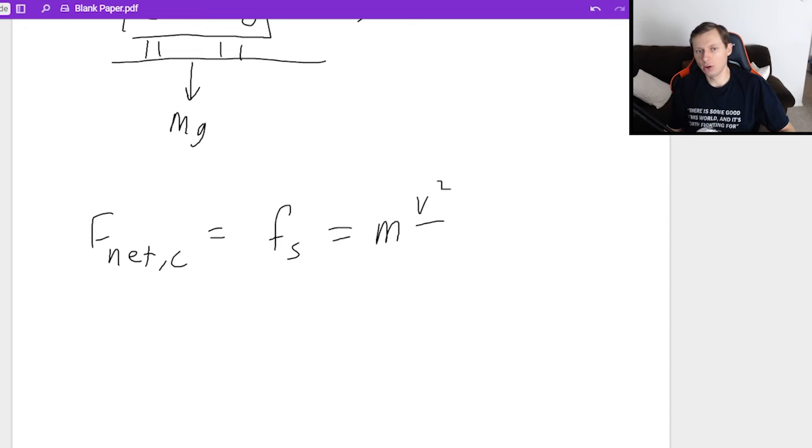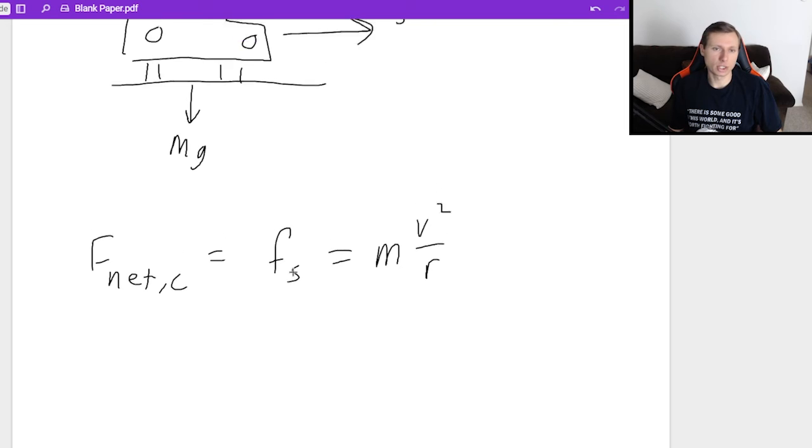mv squared over r. So I don't know the velocity. I need to solve for it. I gave us the radius. I didn't give us the mass, and I'm not going to for this problem because I'm a jerk. And I don't know static friction either. There's a whole lot of things I don't know. So, sounds like we're in trouble right now.